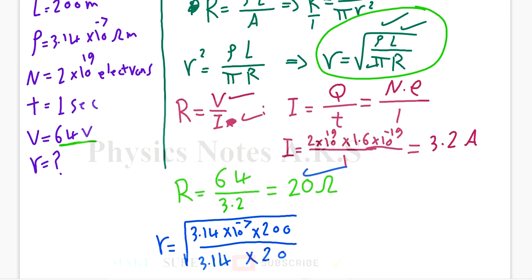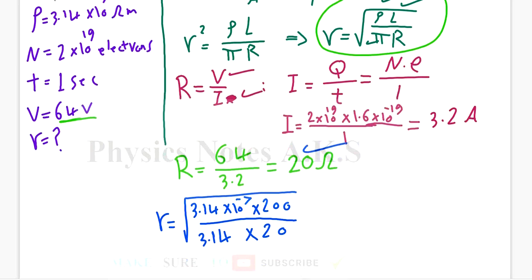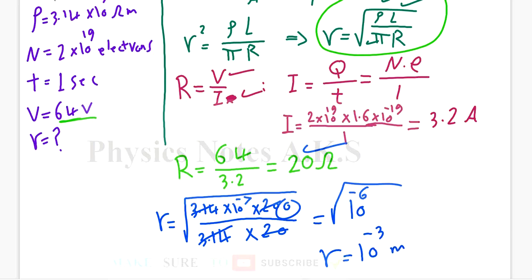Okay, you can use a calculator, or if you notice here, I can cancel this with this. I have 20 here. With 20, I still have this 0. So it is the square root of 10 to the power negative 6. This means that r equals 10 to the power negative 3 meters. Okay, which is basically 1 millimeter.